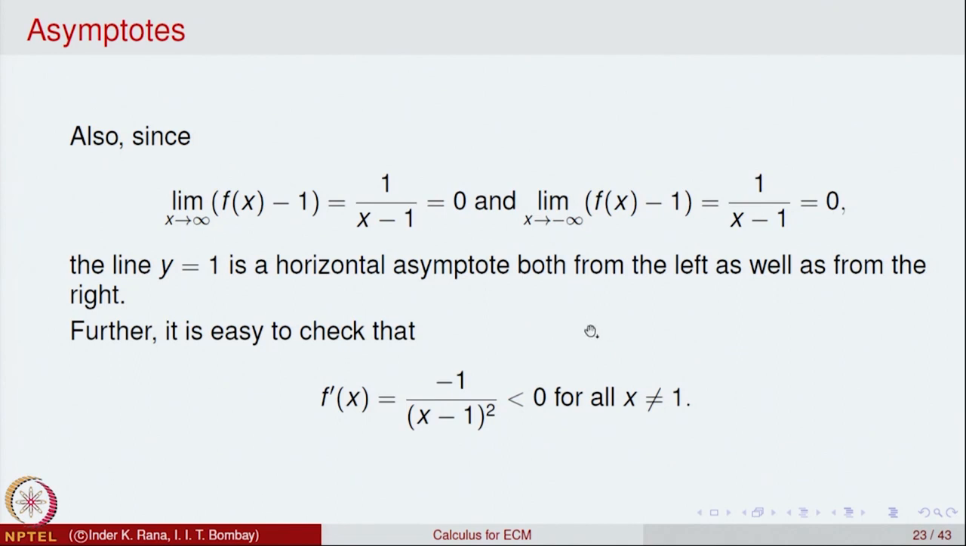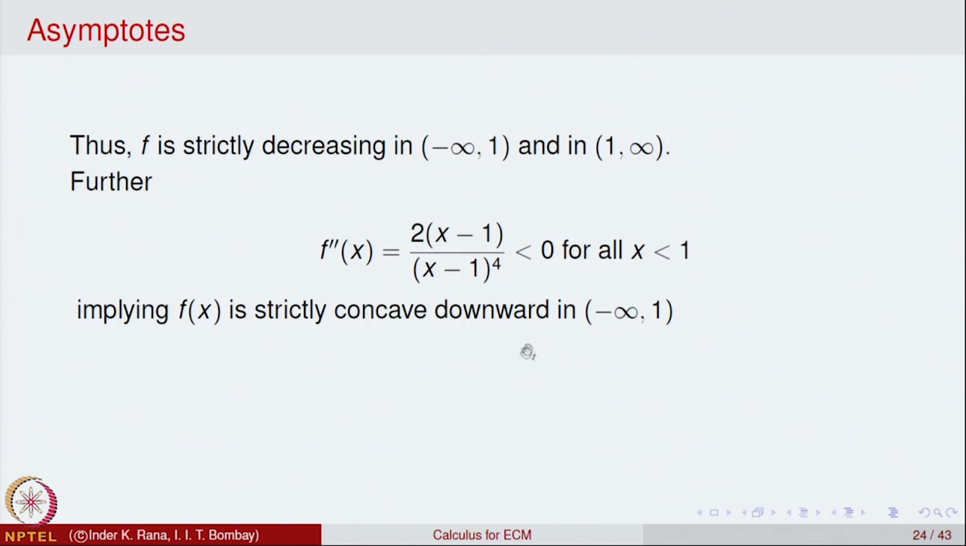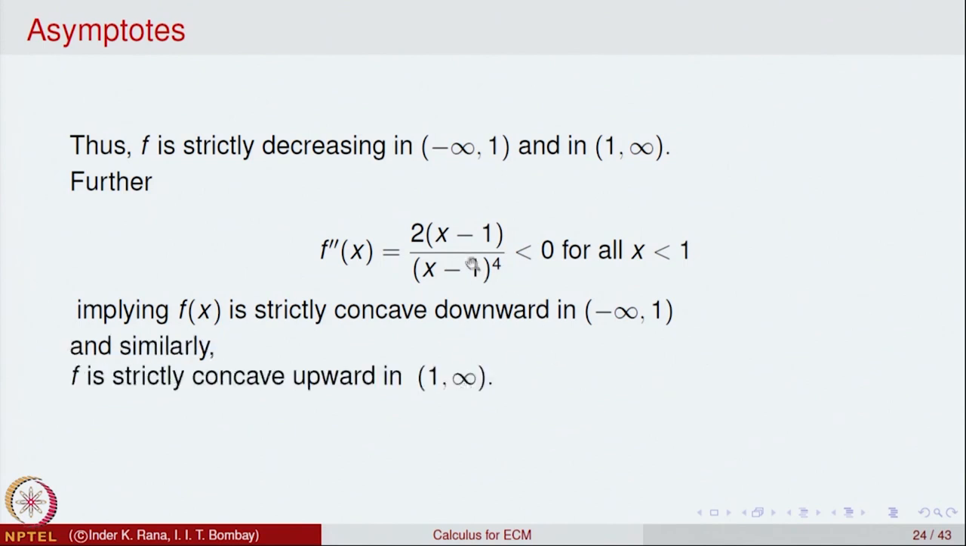We can look at this function slightly more explicitly. If we look at the derivative of this function, that is minus 1 over x minus 1 whole square, which is less than 0. That means f is strictly decreasing in the intervals minus infinity to 1 and 1 to infinity. Similarly, if you look at the second derivative, you should check that it comes out to be this quantity, which is less than 0 for x less than 1. So it is strictly concave downward in the interval minus infinity to 1, because the nature of the second derivative gives you concavity or convexity. And for x bigger than 1, this will be positive, so it is concave upward in that interval.